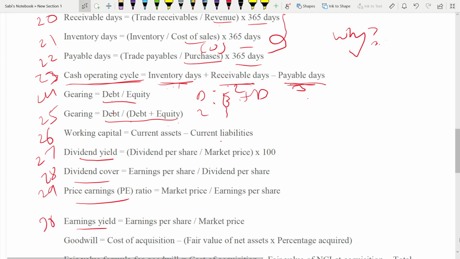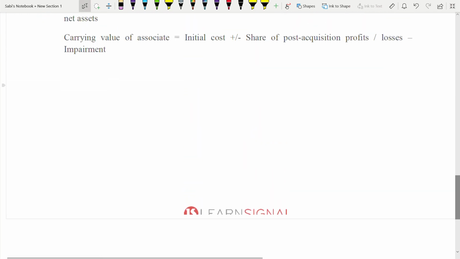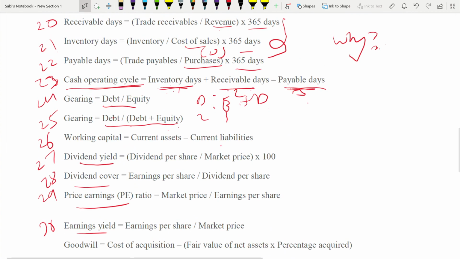26, 27, 28, 29, 30. Okay, just dividend yield, dividend cover. Please understand the difference between these two, because most of the students confuse these two formulas. Dividend yield means dividend per share divided by market price times 100. Dividend cover is earnings per share divided by dividend per share. So make sure that for dividend yield, you need dividend per share, and that you need for dividend cover as well.